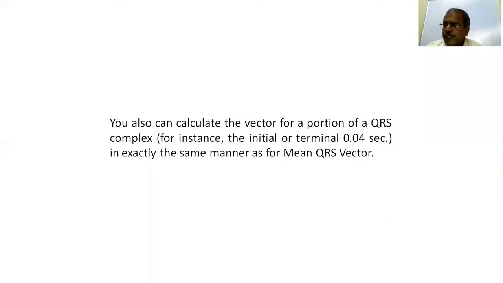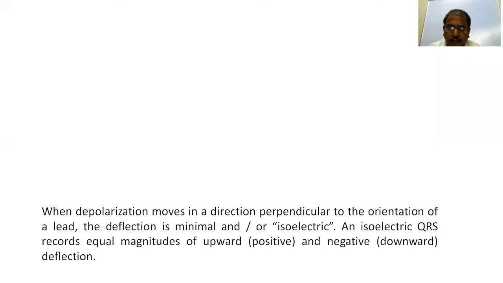Based on this, you can calculate the vector for a portion of the QRS complex, for instance, the initial or terminal 0.04 seconds, in exactly the same manner as for the mean QRS vector. So this is a little bit of calculation that has to be done. For the time being, I'm not discussing that part.